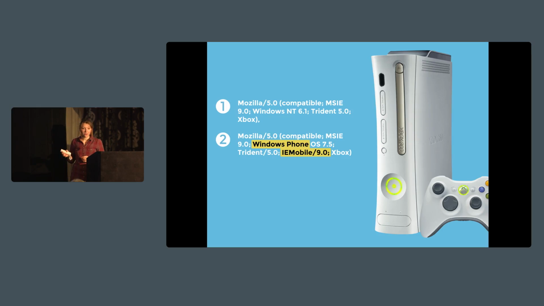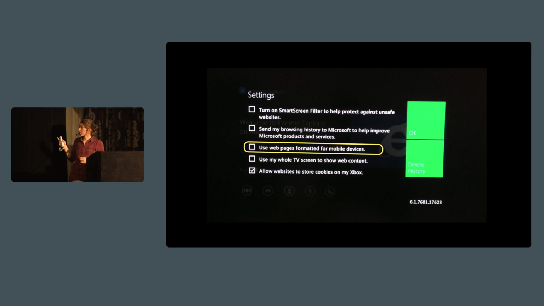The Xbox's browser has 2 user agent strings. The second one is when it's pretending to be a mobile phone. You can check this box in the browser settings to make the console pretend it's mobile. And if the sites have a mobile version, they display like this.